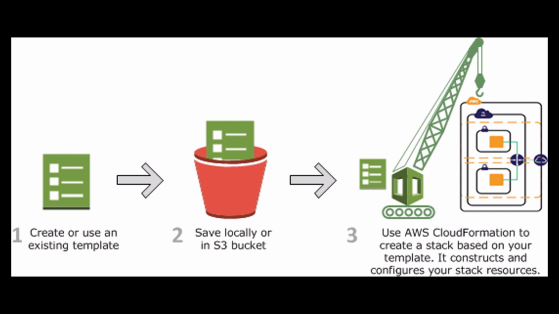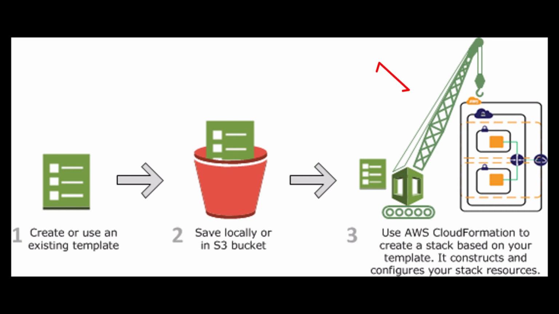Step 2 is save locally or in S3 bucket. Once you have your template, you can save it either locally on your computer or in the Amazon S3 bucket. Storing in an S3 bucket makes it accessible from anywhere and allows you to share it with others. AWS CloudFormation is a service that allows you to automate the deployment of resources in your AWS environment. You provide your saved template to CloudFormation and it creates a stack based on that template. The stack includes all the specified resources such as EC2 instances, databases, load balancers, etc., and their configurations.